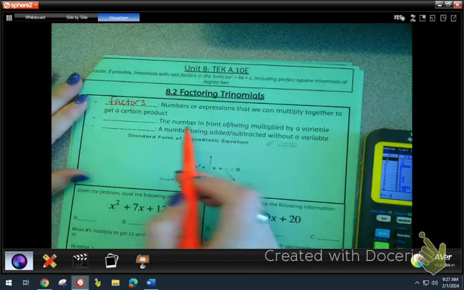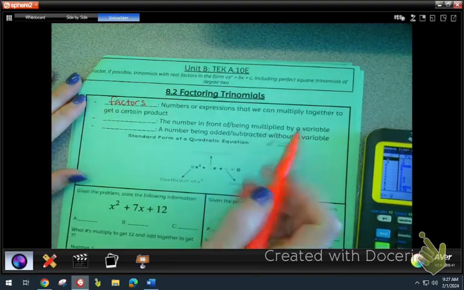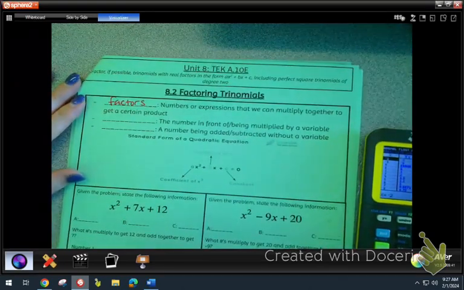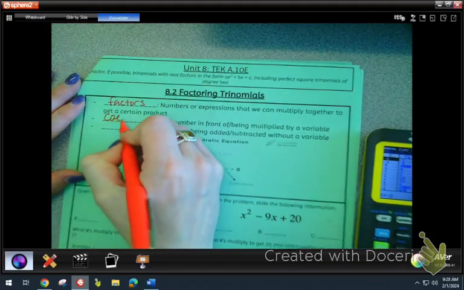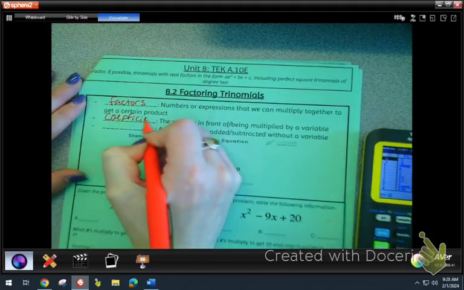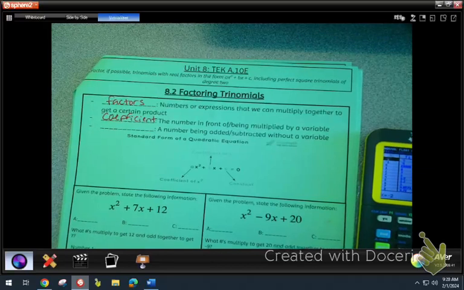Okay? What is the number in front or being multiplied by a variable, the big number? Coefficient. And then the other, well, I don't know that we did this one last time, but this is just a number, no variable, just a number. It's usually at the end that's being added or subtracted to something. It does start with a C. Do y'all remember that one? Constant. Good, constant.